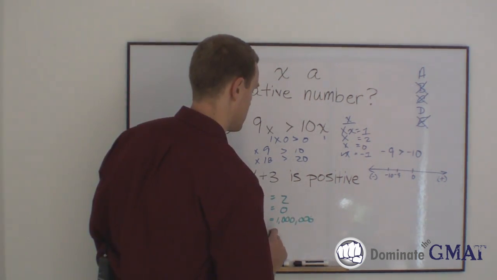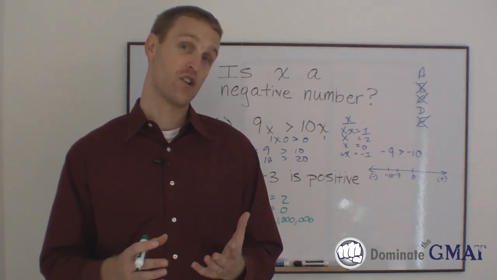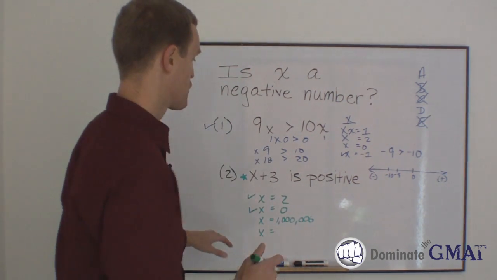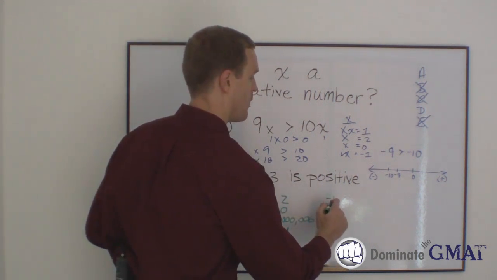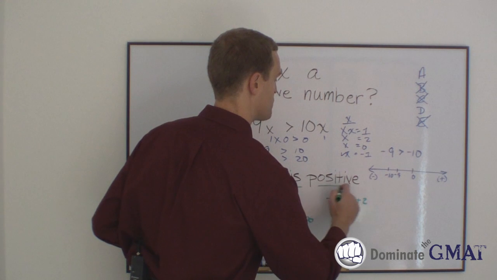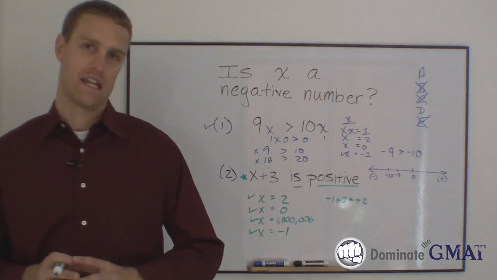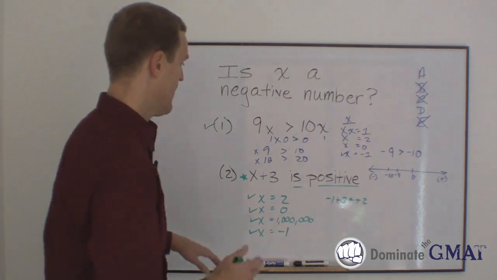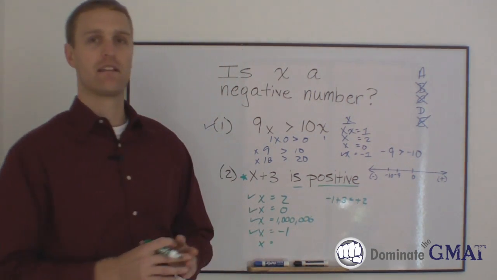But here's where it gets interesting. As we teach, you want to try all different types of numbers. You want to try fractions. You also want to try negative numbers. Could X be negative 1? Yes, because negative 1 plus 3 is positive 2, which is positive, that is a true statement. Therefore, negative 1 is an allowable value of X as well. And you can continue that way. But what can't it be? It can't be anything less than negative 3.